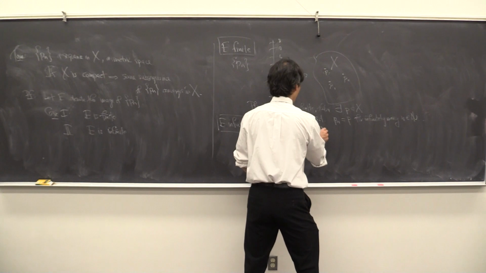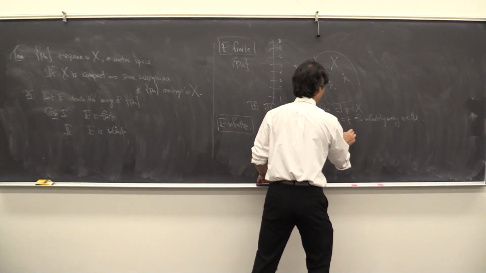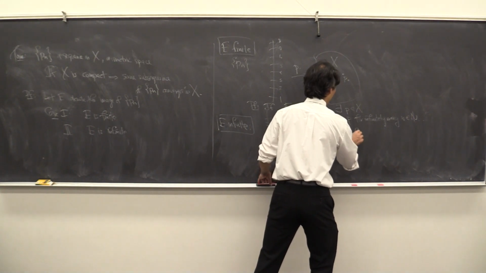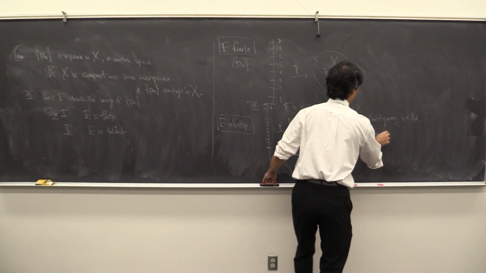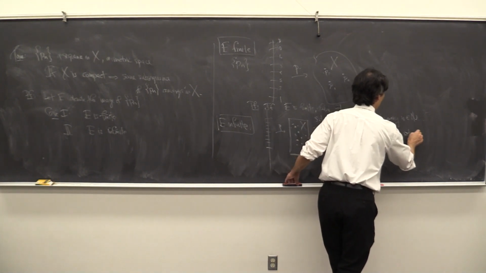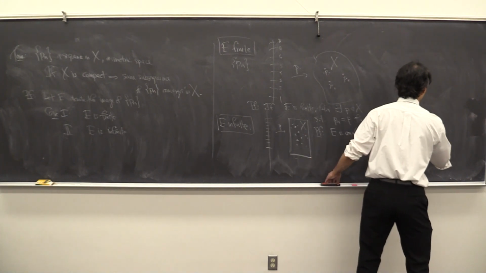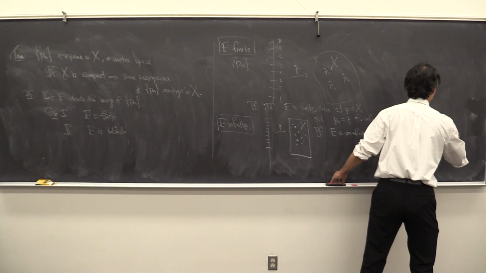Proof. E is infinite, an infinite set inside a compact set, so you're guaranteed there exists some P that is a limit point of E.